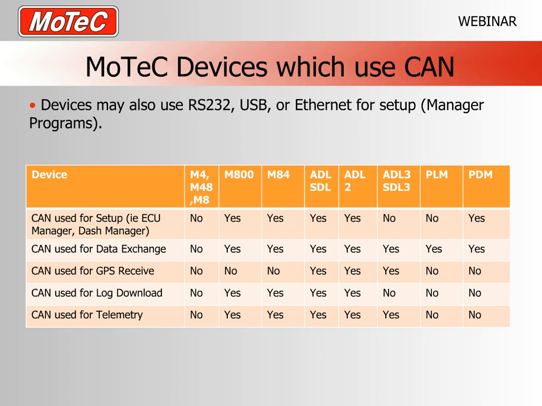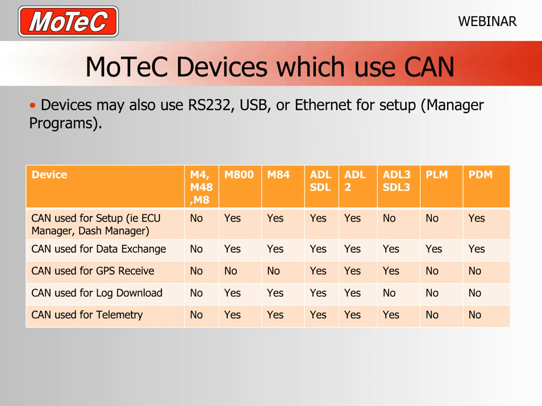Now our dash loggers, we have 3 generations of dash logger. The earlier generation ADL and SDL use CAN for all of these capabilities. You can receive GPS on CAN in our dash loggers because there are 2 GPS specifications, one for serial and one for CAN. So you can use GPS for CAN receiving if you have a GPS device that happens to use CAN. I mean, most of them are RS-232.